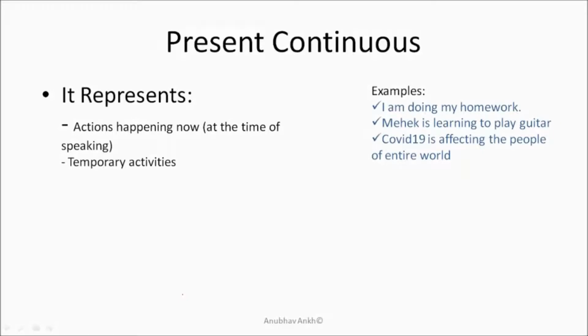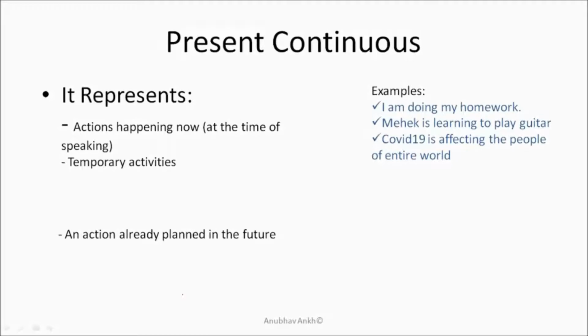Mehak is learning to play guitar. She is not playing the guitar all through the day. It is a temporary activity, a hobby, we can say, something that happens daily. So Mehak is learning to play guitar. So we also represent temporary activities with present continuous tense. It also represents things happening around us, like COVID-19 is affecting the people of the entire world. Clear?